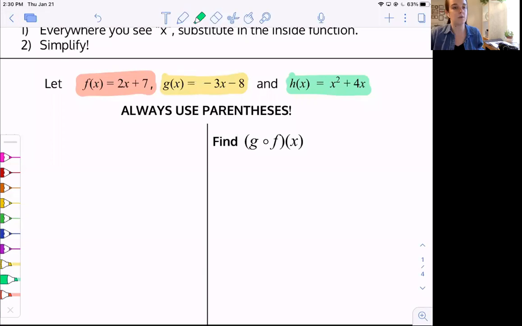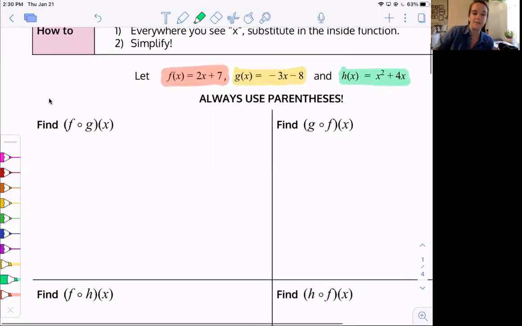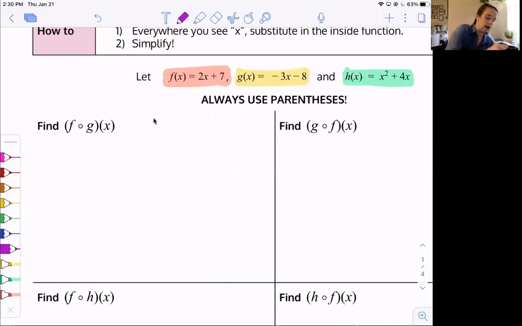These are our 3 equations. Okay, so for today, we are going to do f of g of x. So I'm going to rewrite it in parentheses version, f of g of x.